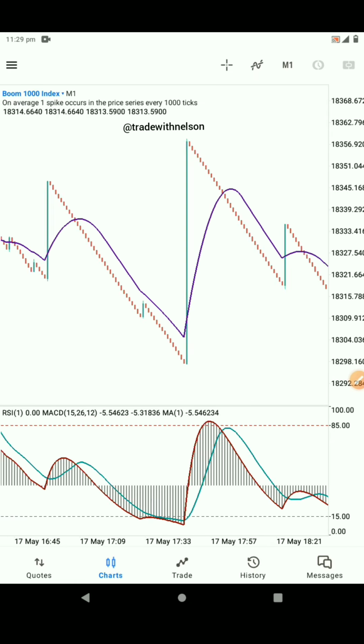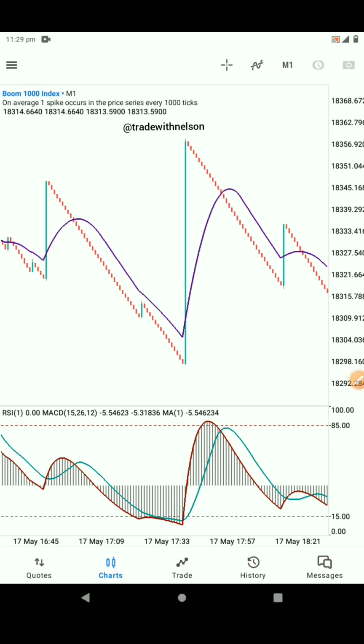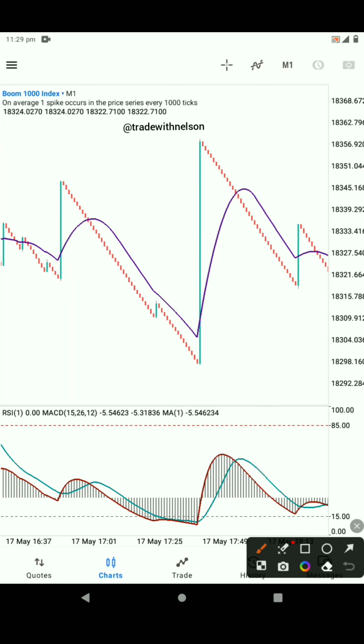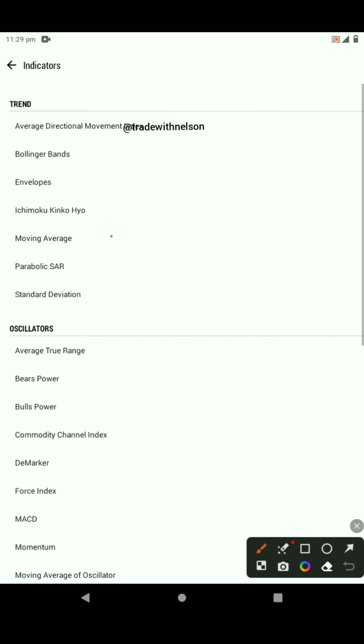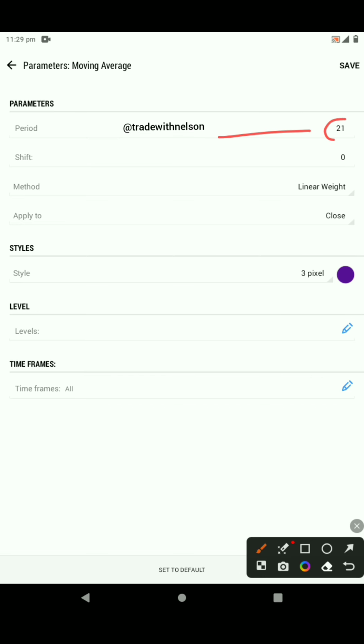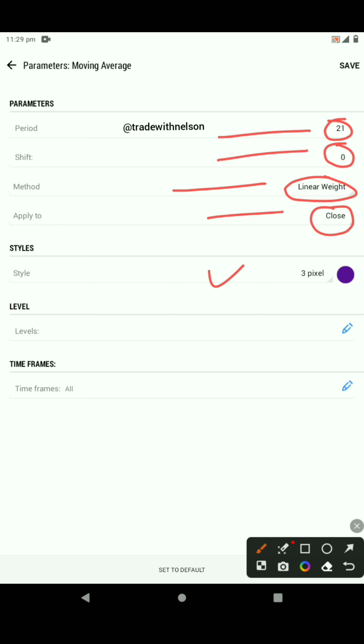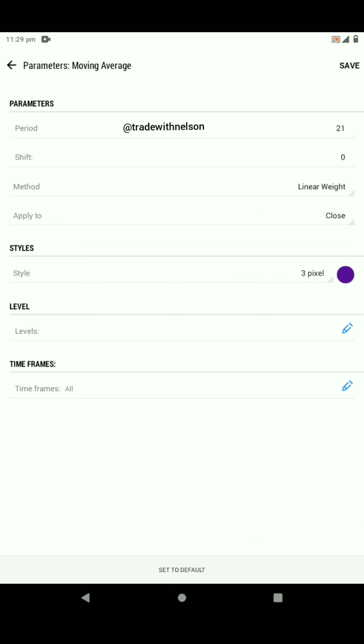So before I explain how this strategy works, let me quickly show you the settings to the indicator. First thing you do is to click on this indicator icon over here. As you can see, I have moving average, relative strength index, MACD, and moving average. To select the first moving average, click on the F icon on the main chart, moving average. Make the period 21, shift 0, method Linear Weighted, apply to close, style 3 pixel, and select a color of your choice. After that, click on save.